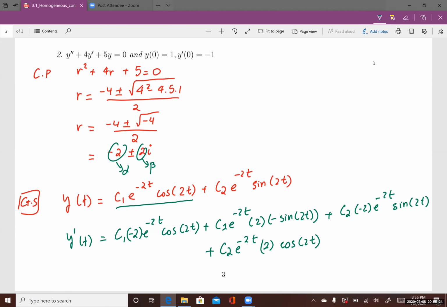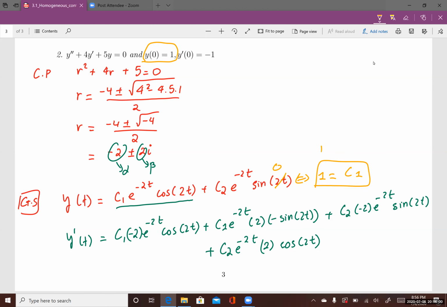Now I need to plug the initial values into these two functions to find C1 and C2. So using 0, 1 here, I plug 0 into t and 1 into y. So I have 1 here equals, the sine term is going to be just 0, the whole thing will be 0. And I just have this, right? So it's going to be C1 e to the negative 2t and t is 0, so it's just e to the 0, which is 1. So C1 times cosine of 0, which is just C1, equals 1.